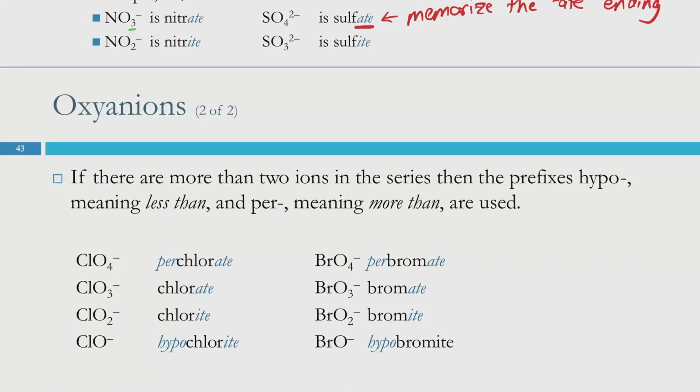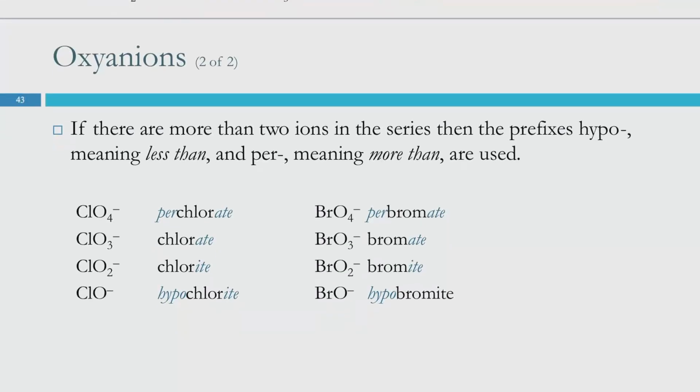Sometimes we have more than 2 ions, and then we have the prefixes. Hypo means less than, like hypoallergenic, things that are supposed to cause fewer allergies or be good for people with allergies. And then we also have the per prefix, meaning more than, like if somebody's hyperactive, they have more energy, an excess of energy. So we've got per and hypo for prefixes, and we can add these on in addition to our ATE and ITE endings.